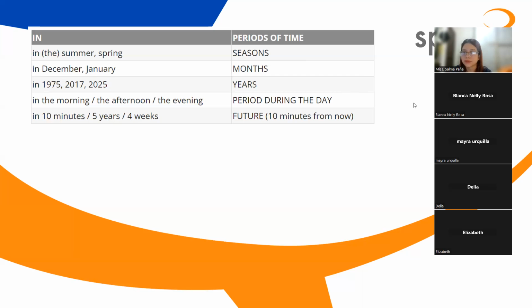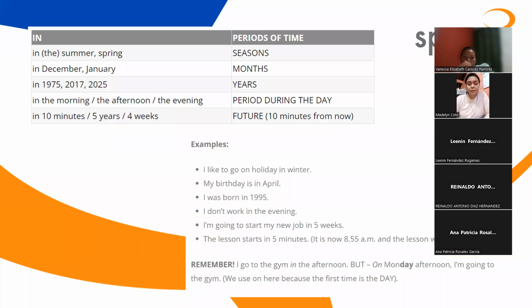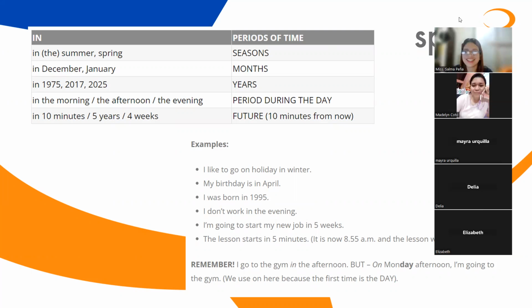Now let's see some examples. I will ask Madeline again, help me with the first three examples. I like to go on holiday in winter. My birthday is in April. I was born in 1995. Yes, 1995. Okay, perfect.